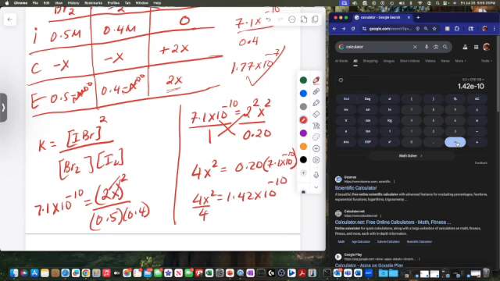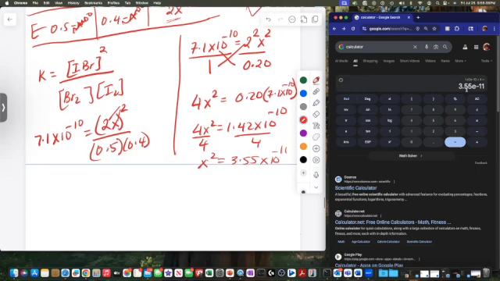Okay, divide both sides by 4. Divide by 4. And then once I get that number, this is x squared, right? 3.55 times 10 power negative 11. Now we want to find the square root of that. So take the power 1/2, and this one here will be power 1/2.